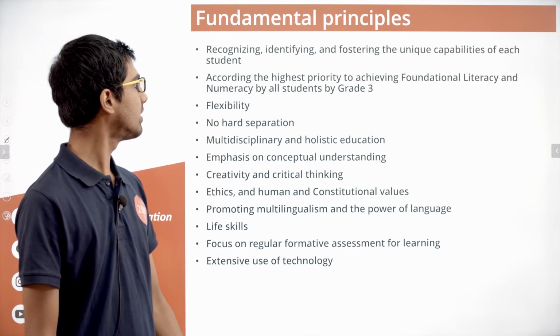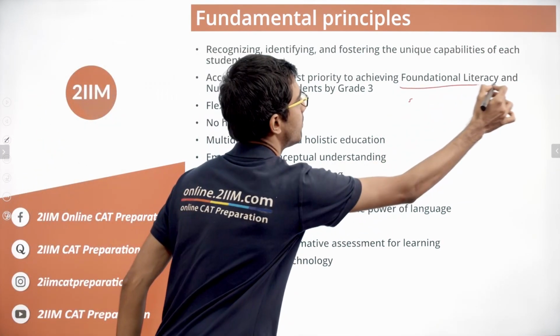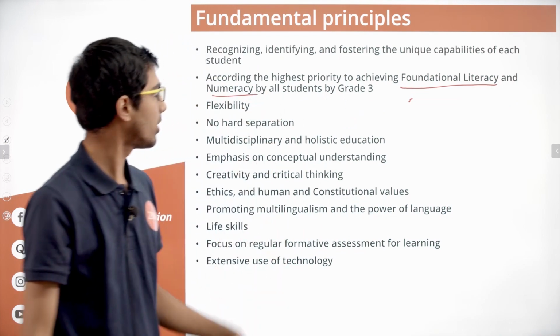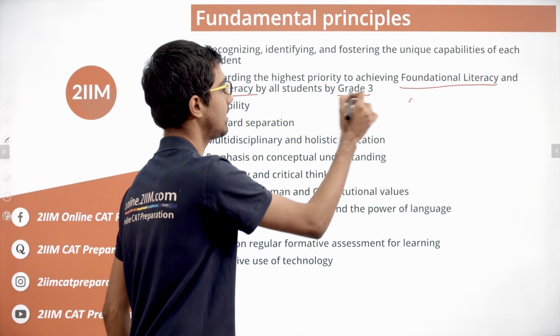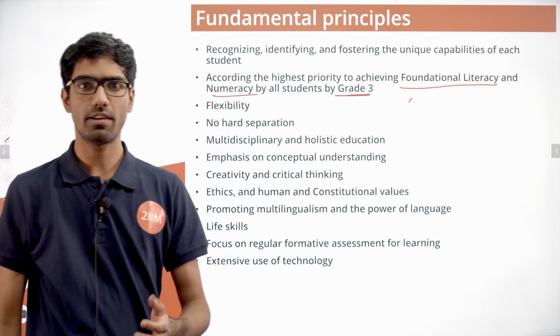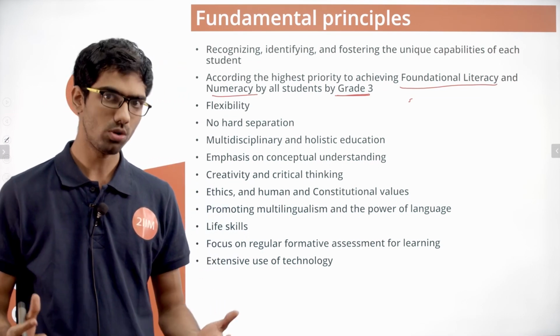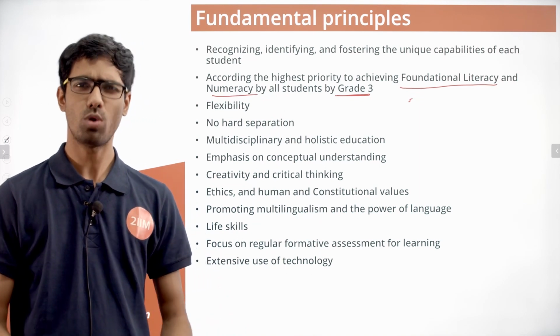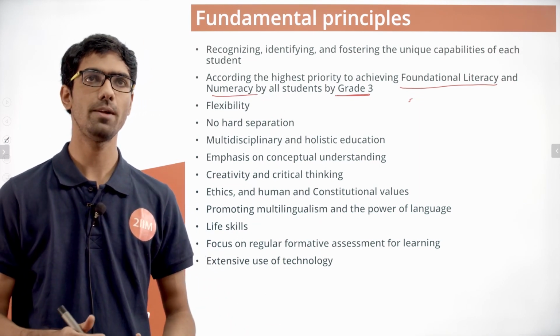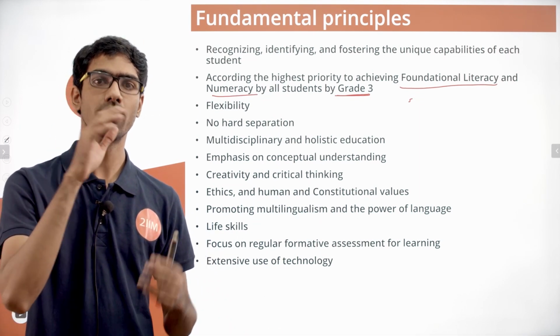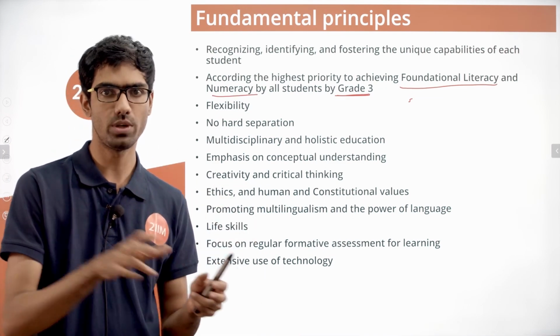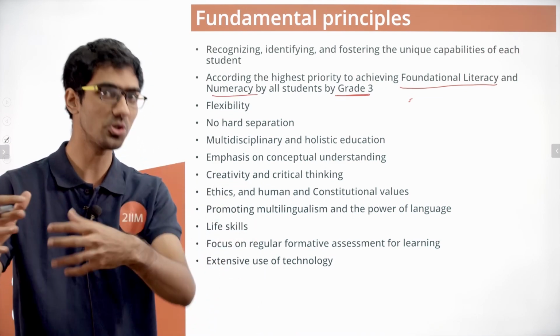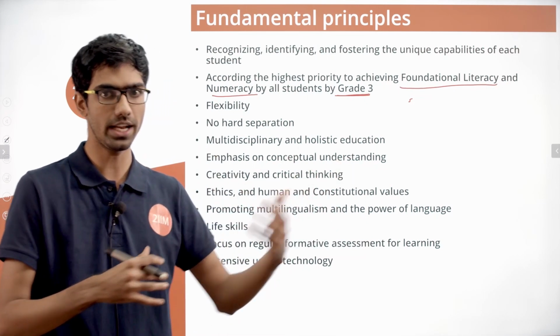Second is according the highest priority to achieving foundational literacy and numeracy by all students by grade 3. Grade 3 is roughly when students are around 8 years old. So by that time, the students should have foundational literacy and numeracy. What is foundational literacy and numeracy? Essentially, in a school progression, we have primary schooling, secondary schooling and all that, and that structure is also going to be revamped, which is part of our further slides.